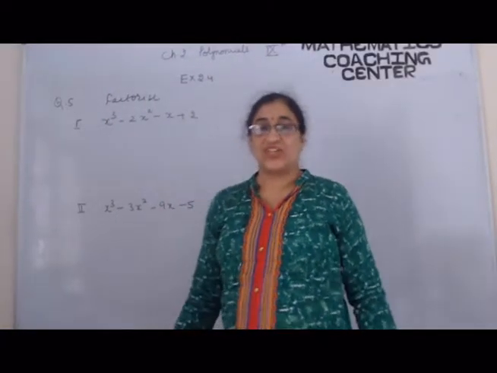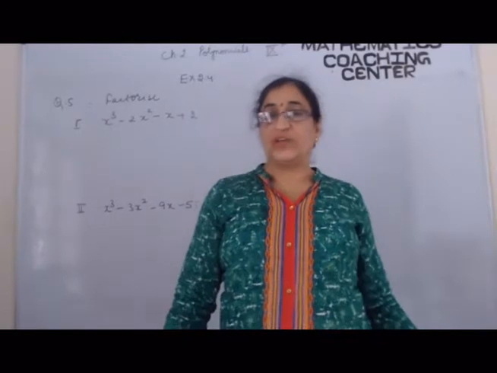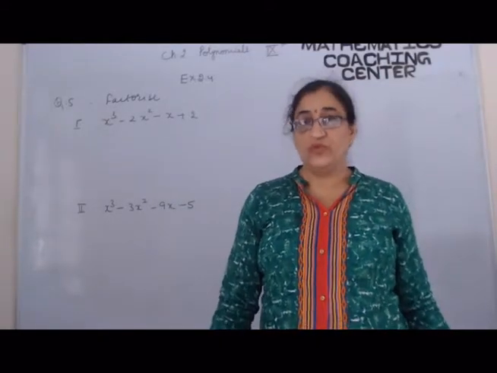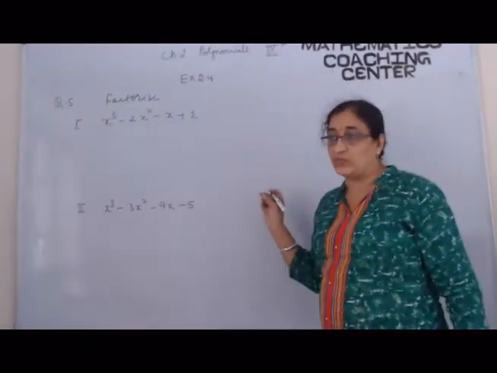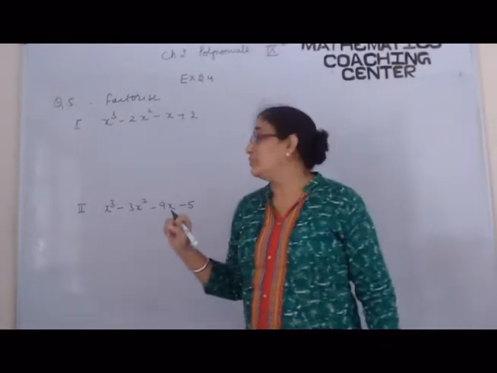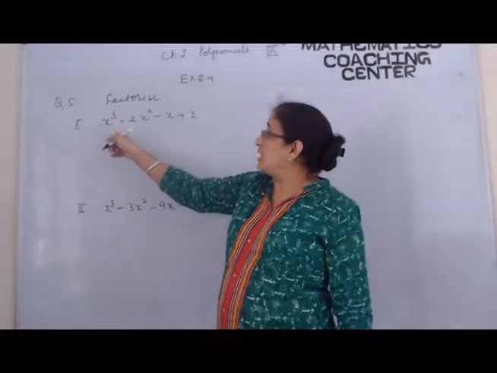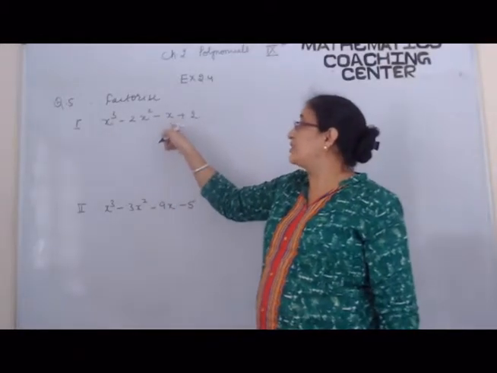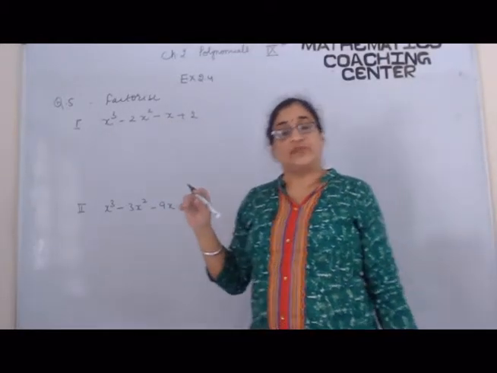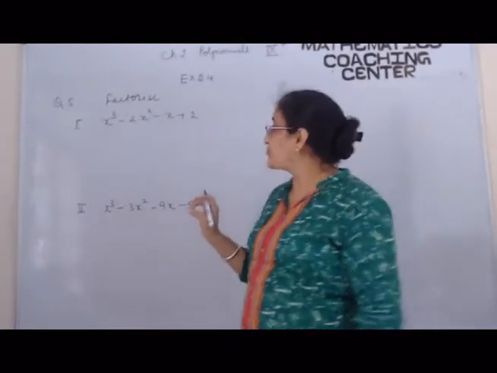Hello students, today our chapter is polynomials and exercise number 2.4. We have to factorize the polynomial. Our question number 5. The given polynomial is x cube minus 2x square minus x plus 2, and you have to factorize this polynomial.